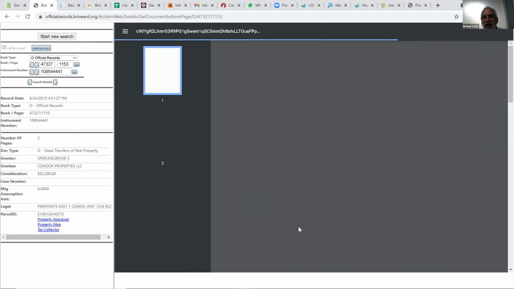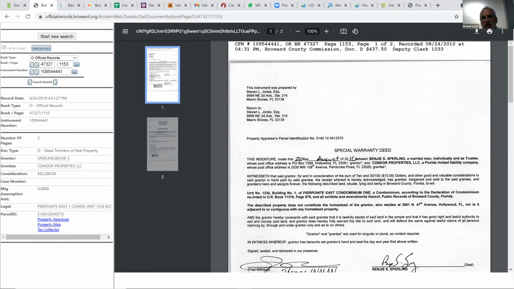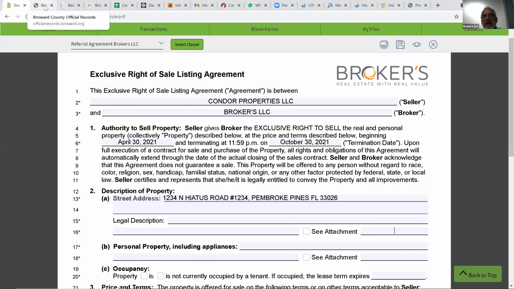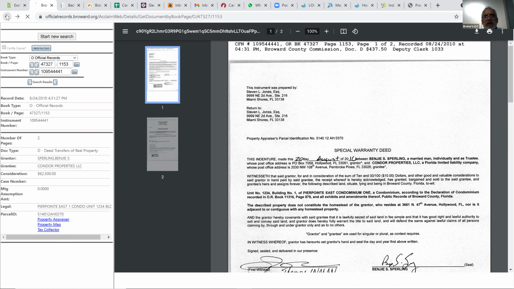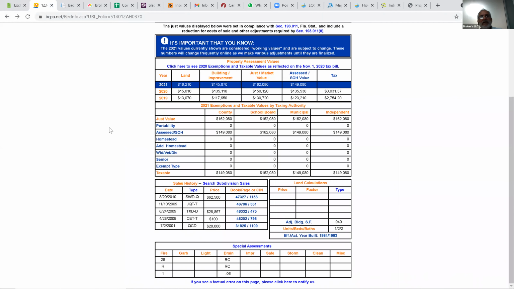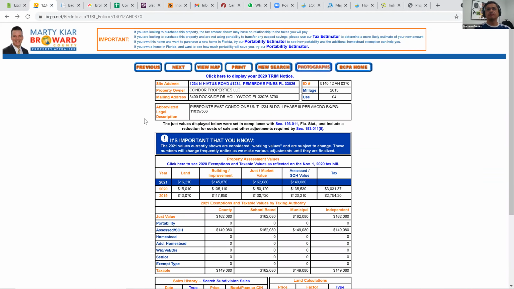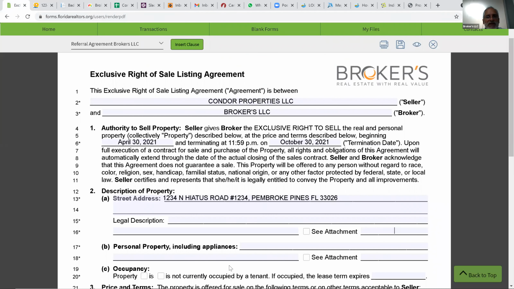You can copy the legal description. This is the full legal description right here: Unit 1, 2, 3, 4, Building 1, Pier Point East Condominium 1, and all that. You just copy and paste it into your document. But the easiest way is just the abbreviated one that you saw on the other page. You can use the abbreviated, or if you want to use the other one and you don't have enough space right here, you can do an attachment also, if you want to put the full description.